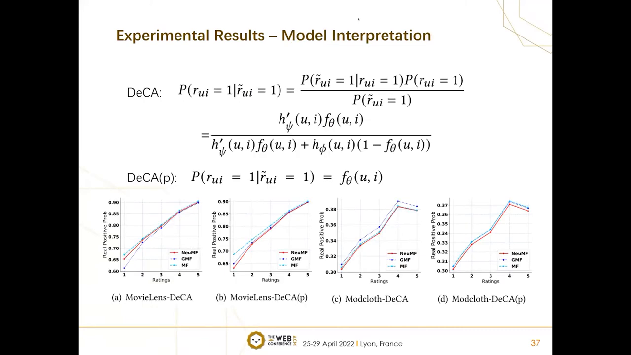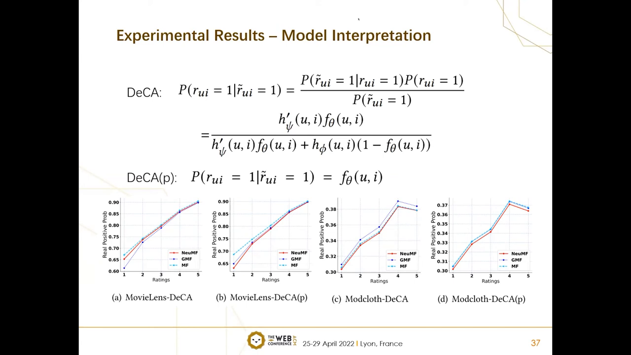Then this is the model interpretation part. We have calculated the probability of P IUI equals to 1 given IUI tilde equals to 1. In the rating dataset, we have the ratings data in the interacted samples, which corresponds to the samples with IUI tilde equals to 1. So we can perform the evaluation here easily. The formulations of this probability are different in DECA and DECA-P. One thing that surprises us is that though the calculation is quite different between these two strategies, the probabilities are similar, since they generally mean the same thing.